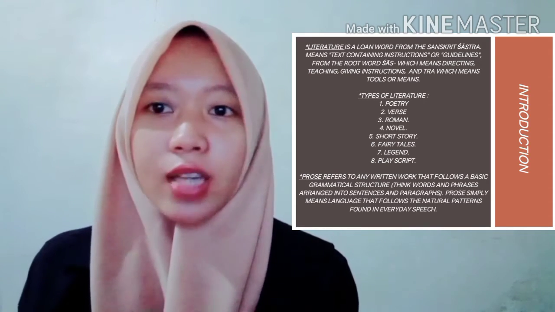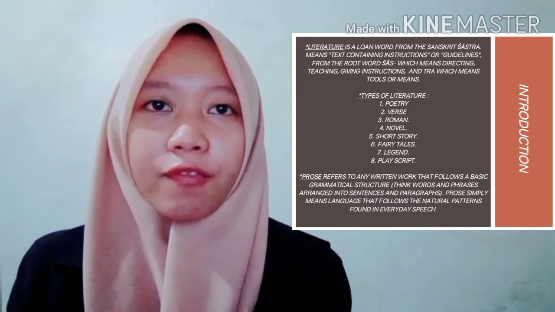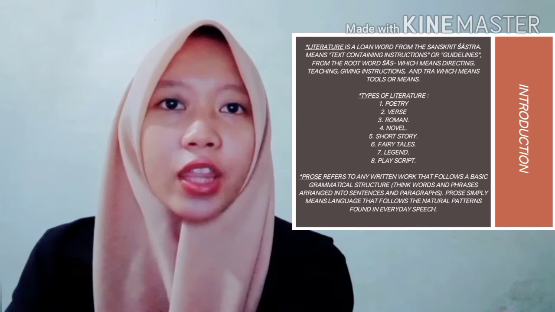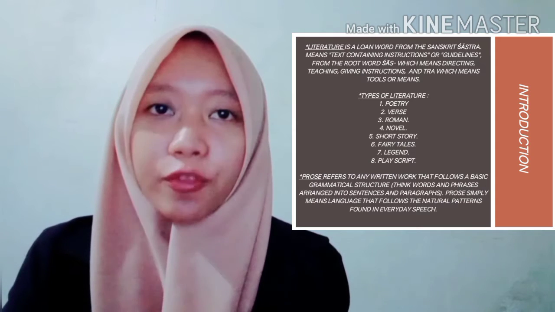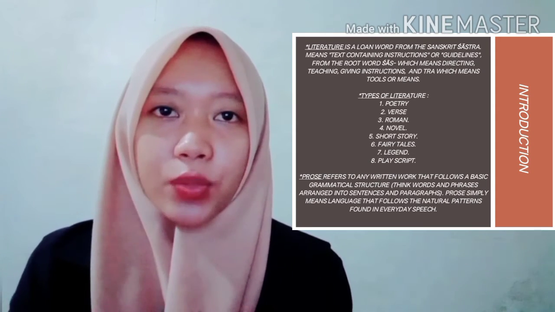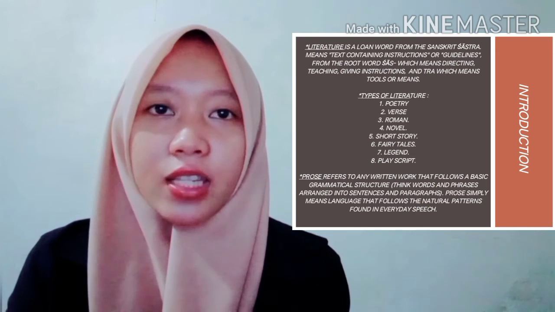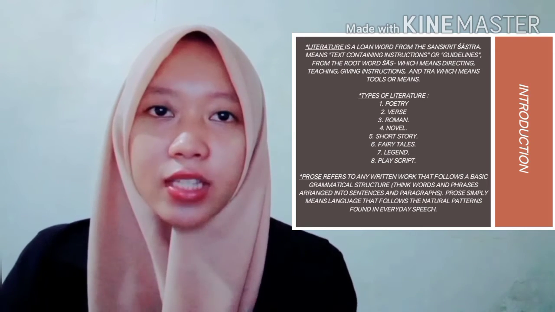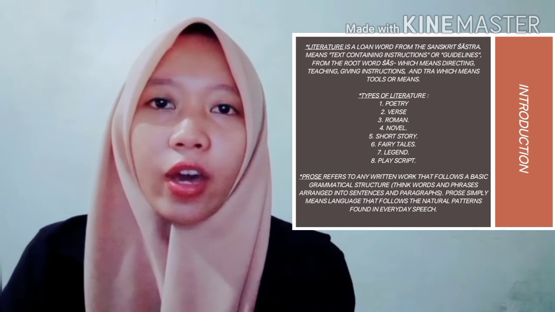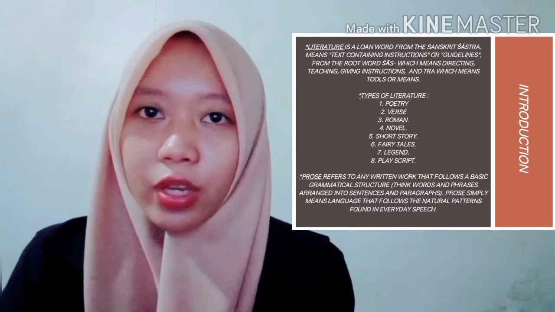Next, we have types of literature. The first, we have poetry, and the second is verse, the third is roman, and the fourth is novel, and the fifth we have short story, and the sixth we have fairy tales, and the seventh we have legend, and the eighth we have play script. And also we have prose here.